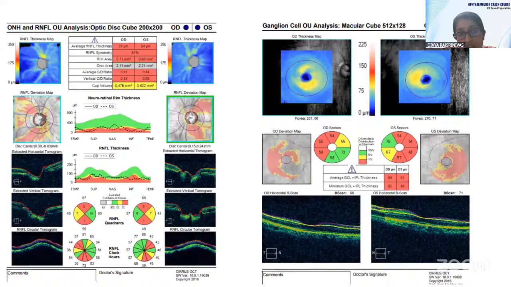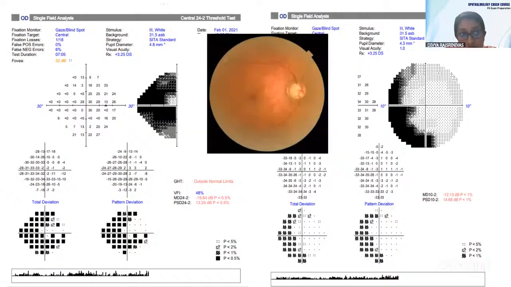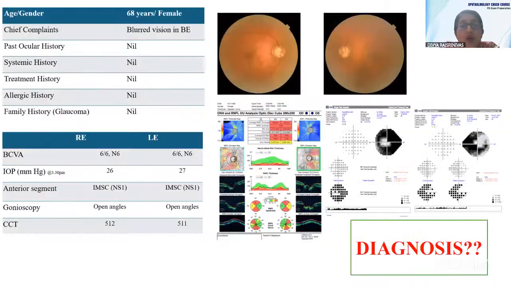One has to correlate the clinical findings with the OCT, which clearly shows a bipolar RNFL loss involving the GCC. And when you do a visual field analysis, you can see there are superior and inferior arcuate defects in both the right eye as well as the left eye. So this is a straightforward case of primary open-angle glaucoma, where the patient had raised intraocular pressure, open angles on gonioscopy, and advanced glaucomatous damage, with corresponding changes in the OCT as well as the visual field analysis.